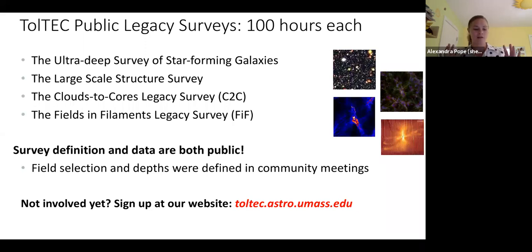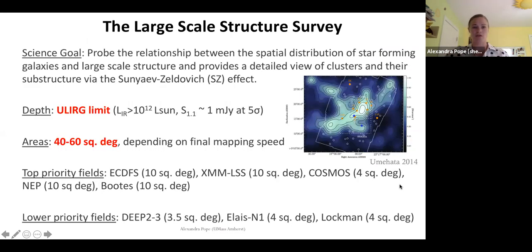So we held community meetings through webinars and also in-person meetings to really talk about what fields we wanted to do and what depth we wanted to do for these surveys. So I'll tell you what the plans are for those 4 surveys. So let me start with the large scale structure survey.